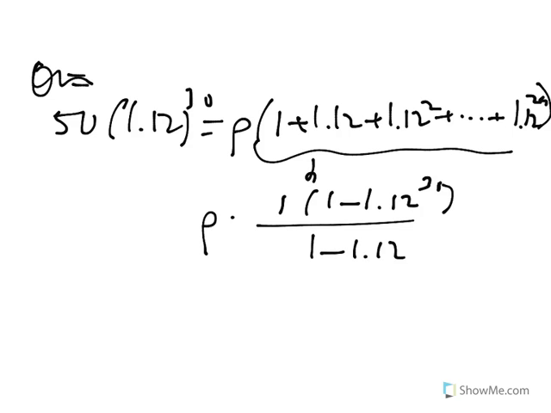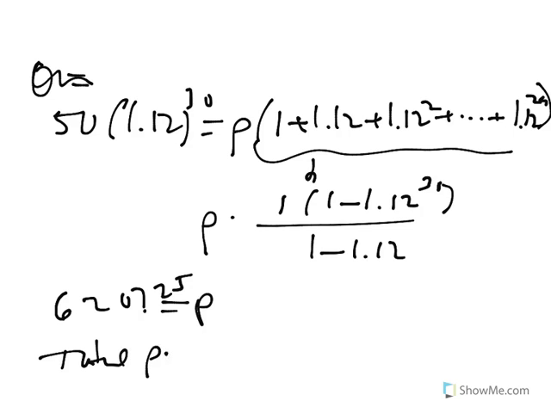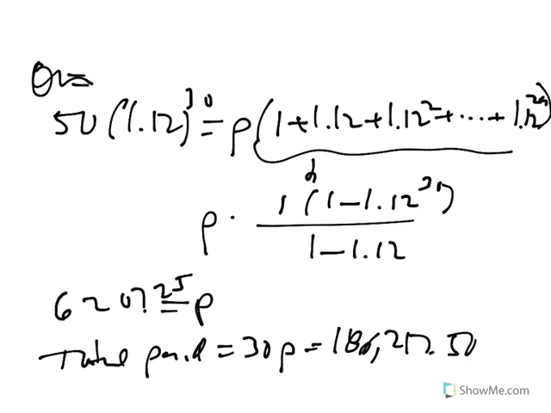And then when you divide everything out, you end up with p equals $6,207.25. If you want to know how much money you end up paying, the total paid is 30p, which is $186,217.50. If I subtract away the original $50,000, it's $136,000 in interest. So those are some applications of the finite geometric series formula.